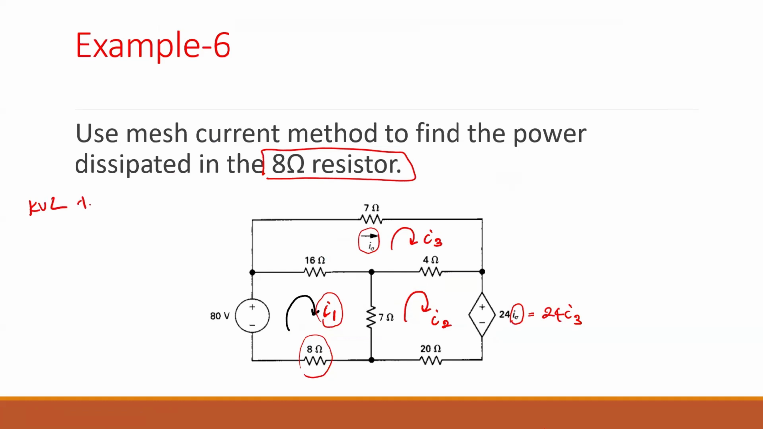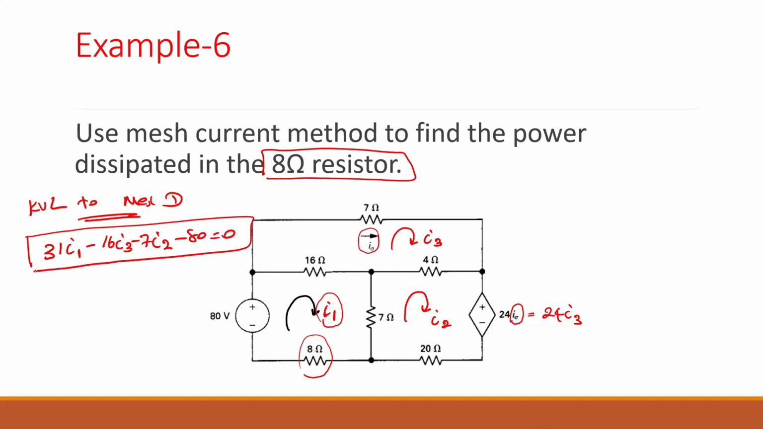So KVL to mesh 1. So that will be 8, 7, 15, 31. 31 I1 minus 16 I3 minus 7 I2 minus 80 is equal to 0. If you can simplify, you can simplify. Otherwise, leave it like this. So is this right? That's what I got, yeah. That's what I got too.